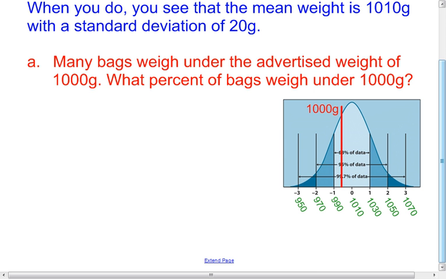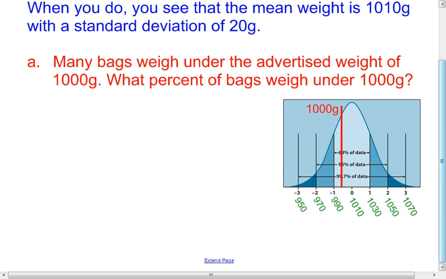Many bags weigh under the advertised weight of 1,000 grams. And if you were working for that company, you would be cheating your customers if you were selling a whole bunch of bags that weighed less than 1,000 grams, or less than 1 kilogram. Customers would not be happy with that, and you might have a lawsuit on your hands. So you want to make sure that at least almost all of your bags weigh 1,000 grams. Here you have a pretty good chunk of them that clearly don't weigh 1,000 grams.